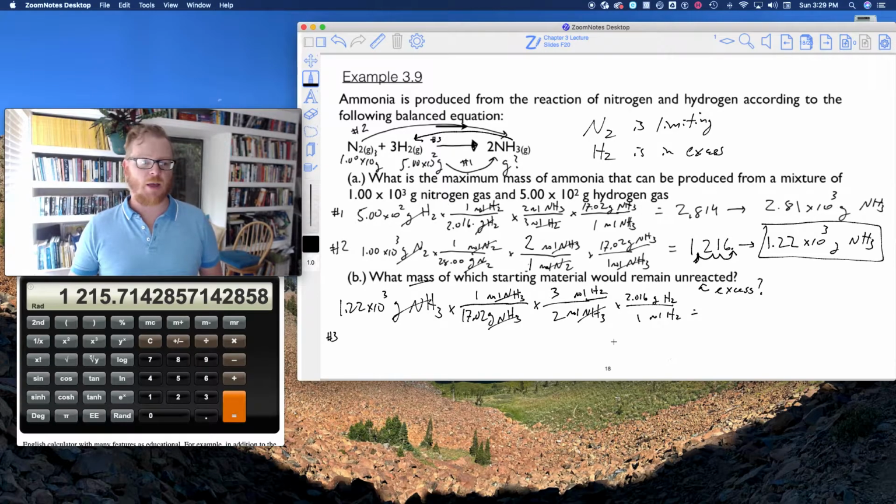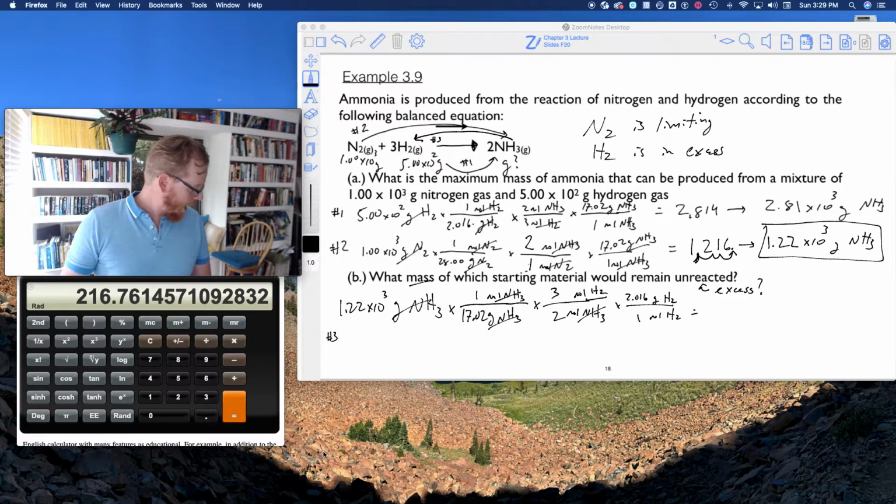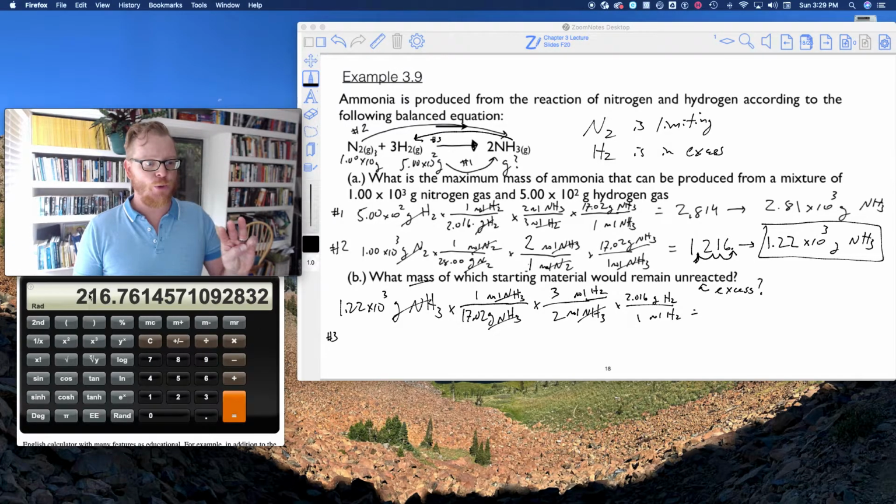So what do I get when I do that calculation? I can say 1.22 times 10 to the 3 equals, so that's that first number. I'm going to say times 1, times 3, times 2.016. So times 1 is the same number, times 3 equals, times 2.016 equals. And now I'm going to divide by 17.02 equals, and then divide by 2 equals. And yes, that's the number that I'm supposed to get. That's 216.7 something or other. 3 sig figs would make this 217.